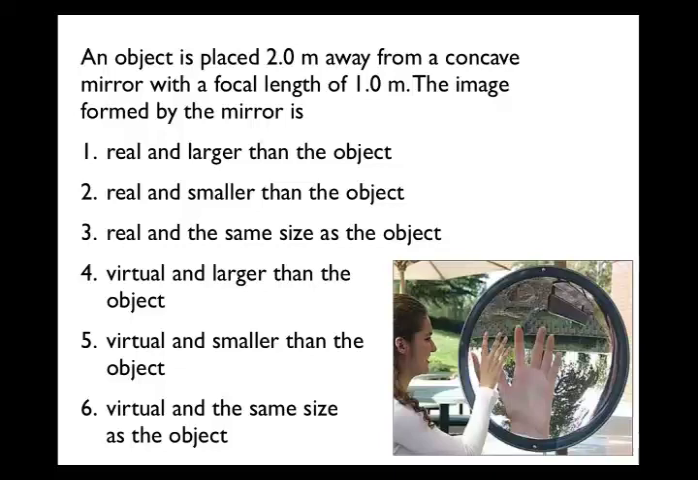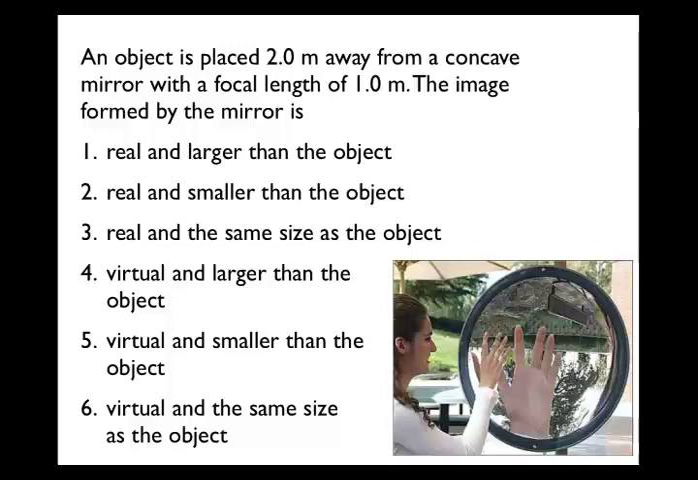My answer is that it is real and the same size as the object. Here's how I worked that out. I know that the focal length of this concave mirror is 1 meter, and I know that the object is 2 meters away. And so I can calculate an image distance using the mirror equation. So 1 over 1 meter equals 1 over the object distance, or 2 meters, plus 1 over the image distance, which is unknown. Well, if you solve that, you get an image distance of 2 meters, and it's a positive number. The positive number tells me that the image is, in fact, real.